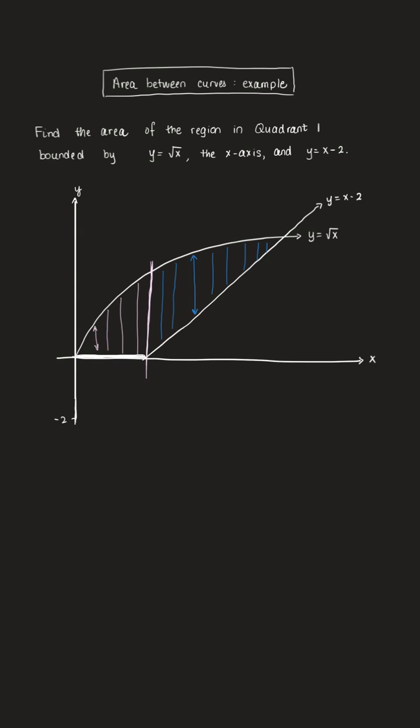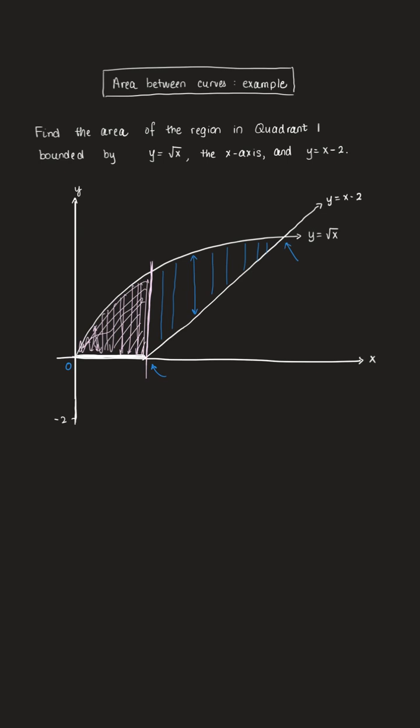So if we're going to set that up, let's figure out what this value of x is, because we're going to set up our integral from 0 to that value with the top function being the square root function and the bottom just y equals 0. And then beyond that, we're going to set up an integral with the square root function being the top and the line x minus 2 being the bottom function. So we're interested in figuring out what our limits of integration will be.